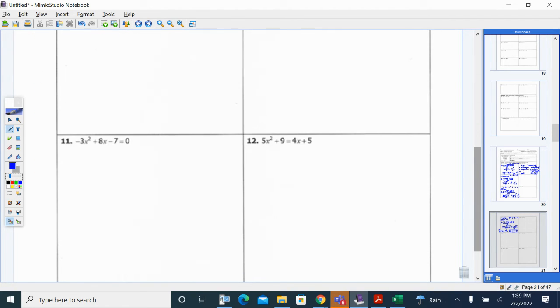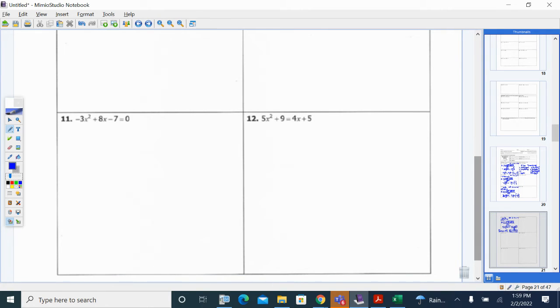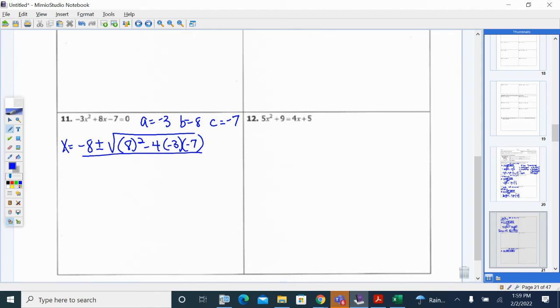In number 11, I have negative 3x squared plus 8x minus 7 equals 0. So I already have an equals 0. I'm going to label my A, B, and C. A is negative 3, B is 8, and C is negative 7. So we're going to plug that into the quadratic formula. X equals opposite B plus or minus the square root of B squared minus 4 times A times C, all divided by 2 times A.